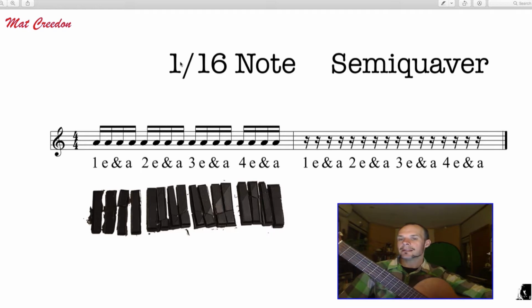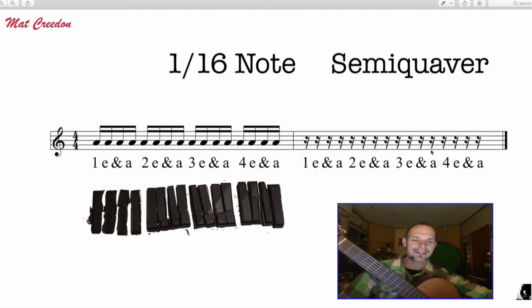Okay, next up is 16th notes, and a 16th note is also called a semiquaver. And of course, with 16th notes, that means that there are going to be 16 of these notes within 1 bar of 4/4. And as you can see here, there are 16 pieces of my chocolate bar, and I've done a terrible job at cutting them up. You can see they look pretty bad. They're totally broken. Anyway, it was an easy job.